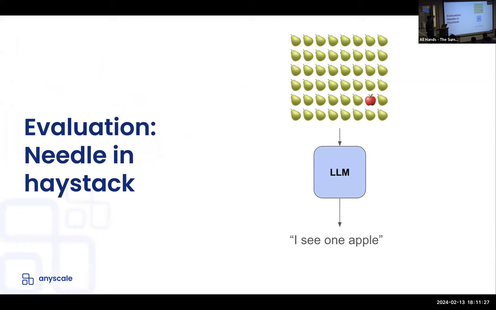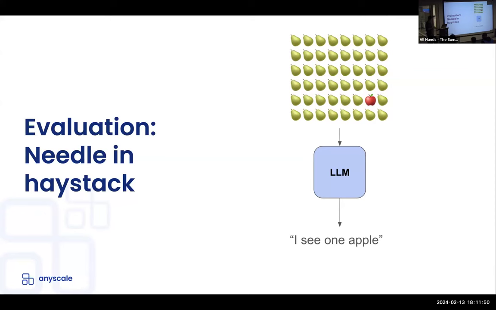You're essentially hiding a desired fact within a lot of noisy things around it, called needle in a haystack, right? And you ask your LLM to retrieve that fact without explicitly knowing where that fact is. You ask a question like, where is the apple? And it says, I see one apple, or something like that.